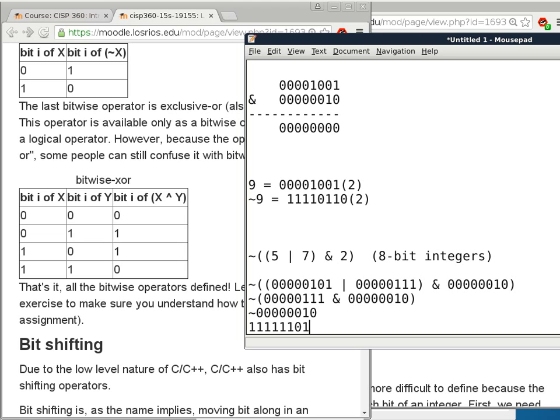Are there any questions about bitwise operations? No questions about bitwise operations?